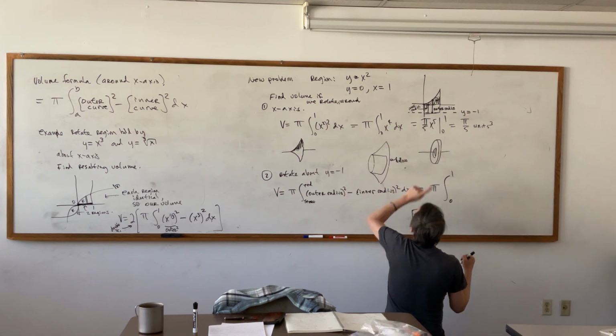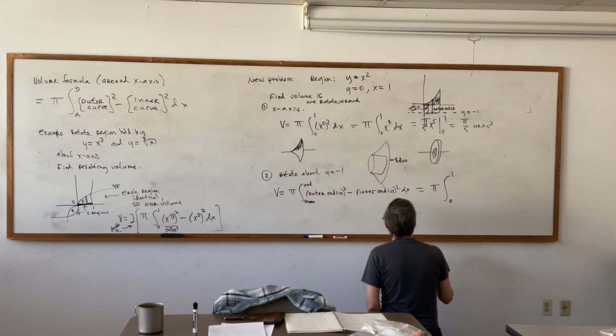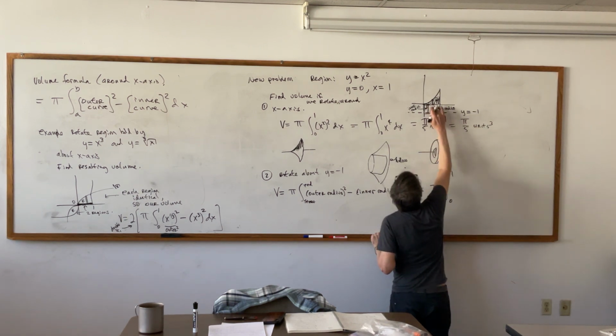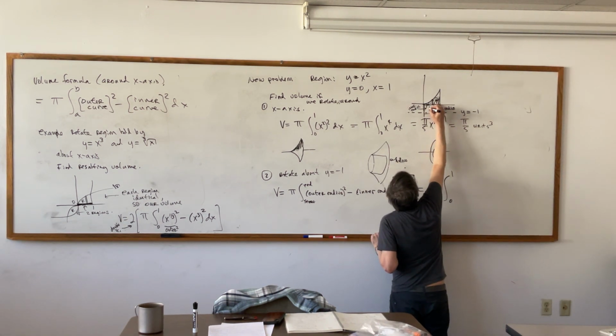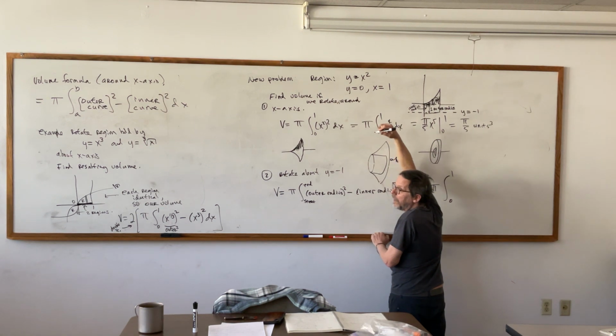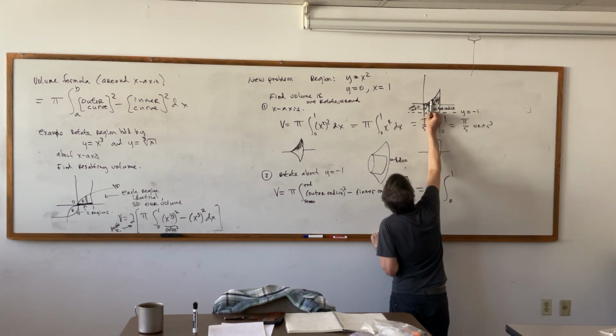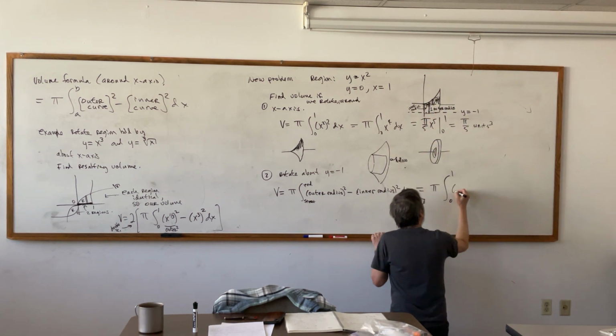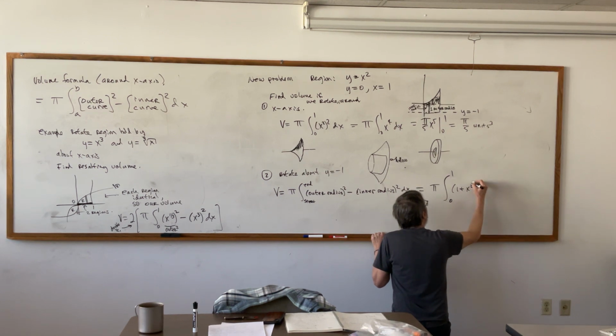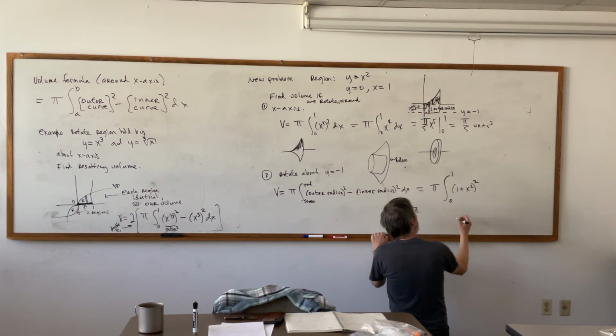Outer radius, what's my outer radius? Somebody tell me. X squared plus 1. Beautiful, yeah, absolutely. It's this distance here, which is 1, plus this distance here, which is x squared. That was Dwayne, you say that? Yeah. So it's this constant 1, plus the x squared that's going to change as the x slice moves. So this is going to be 1 plus x squared, squared. This is my outer radius.